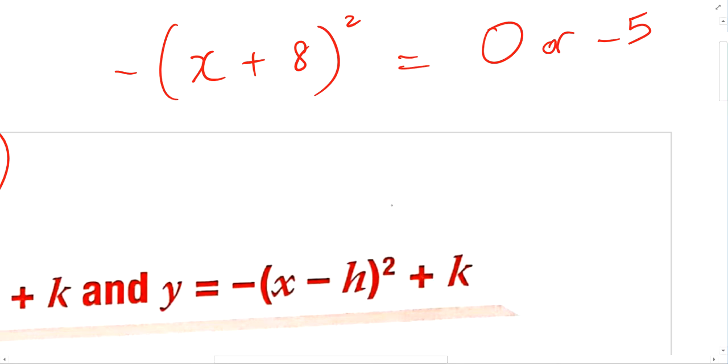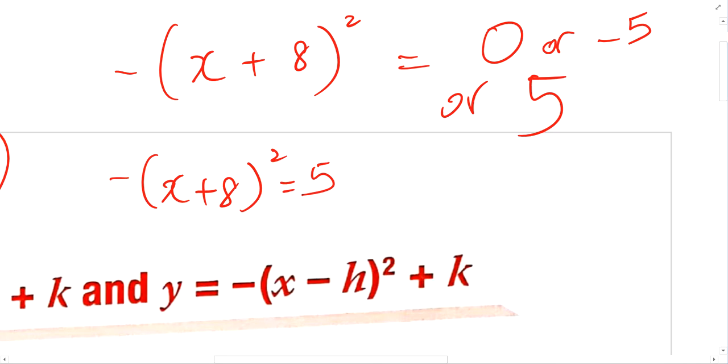What else? Give me other numbers. 5. Okay, possible or not? Possible. Okay, let's try. Negative x plus 8 squared equals 5. Why are you all changing your mind? Now, when you change your mind, tell me what's wrong. Why not? I'm not going to square root a negative number.